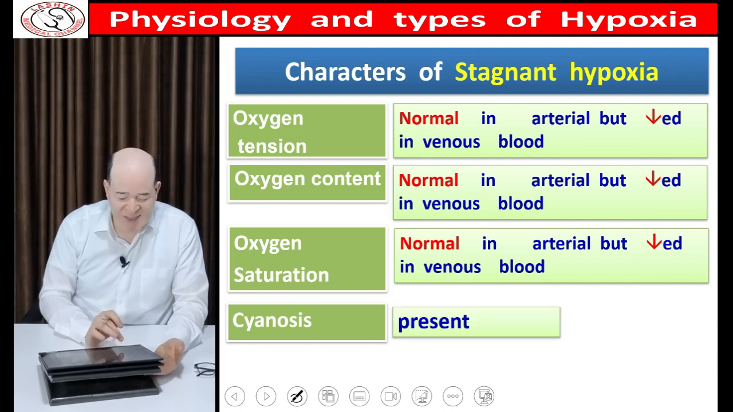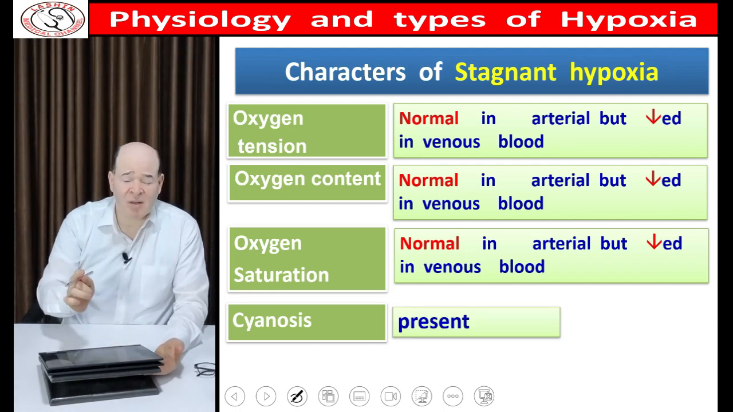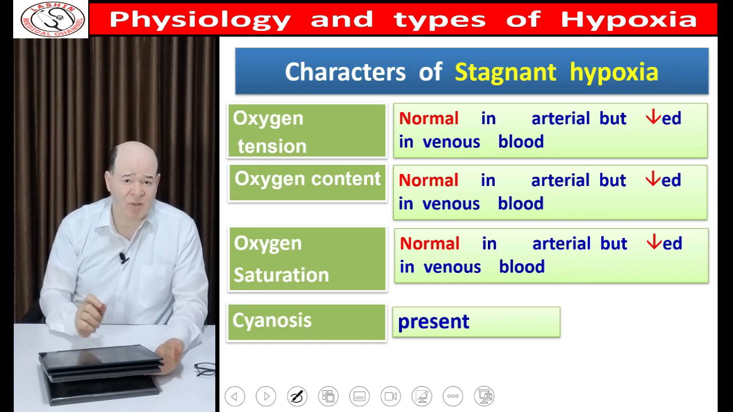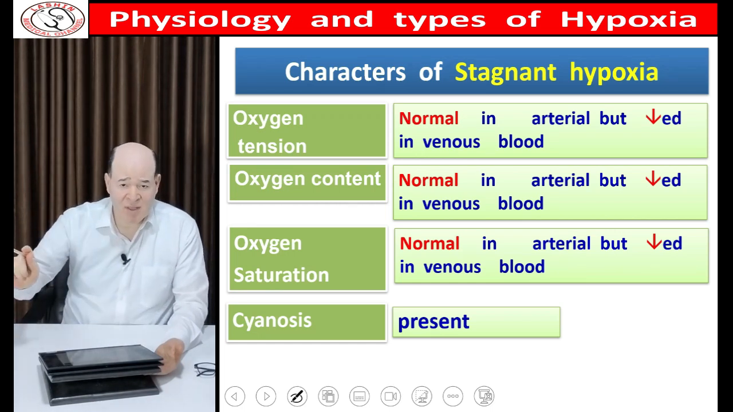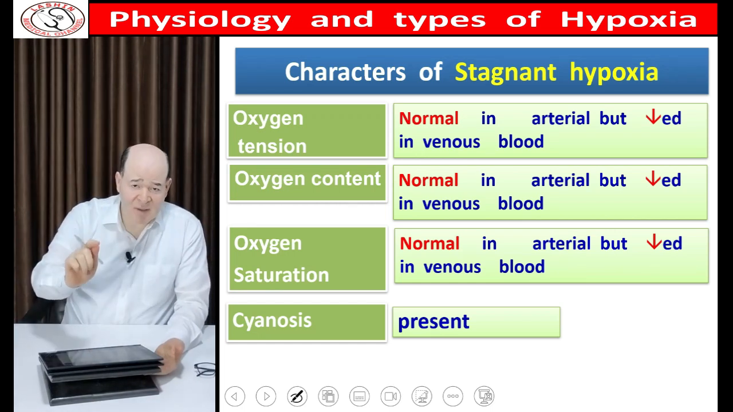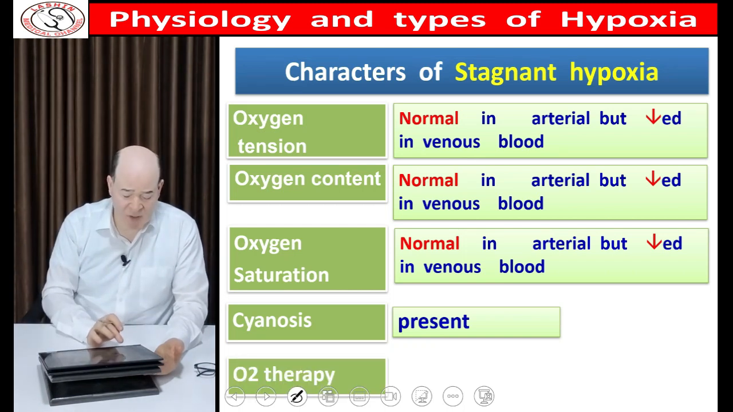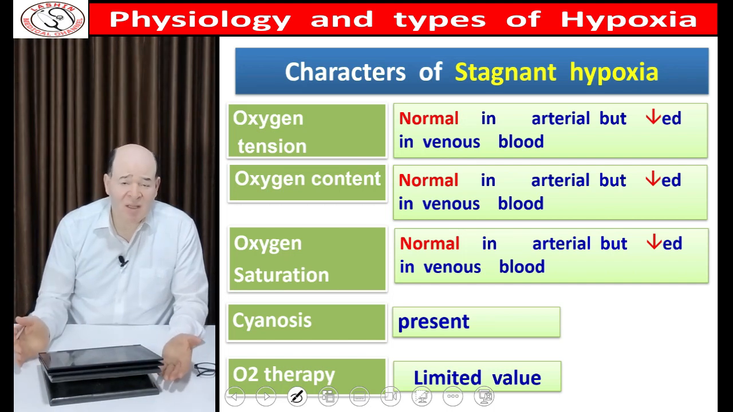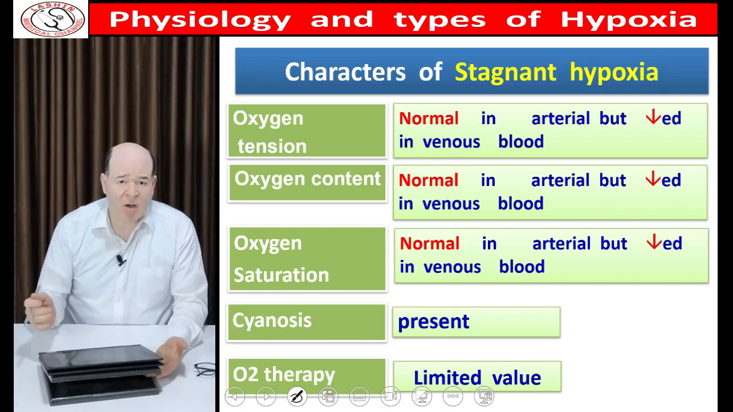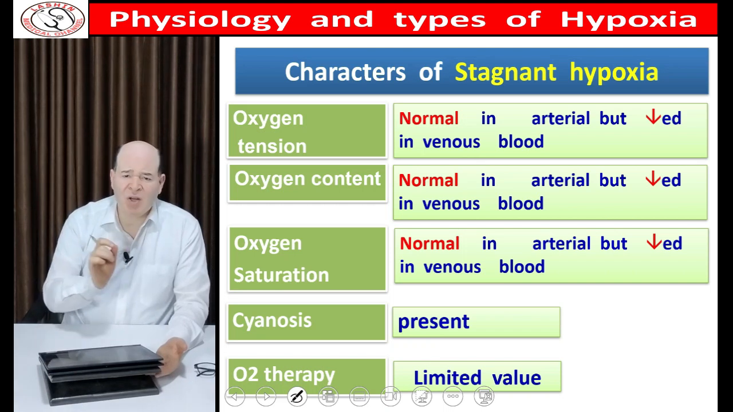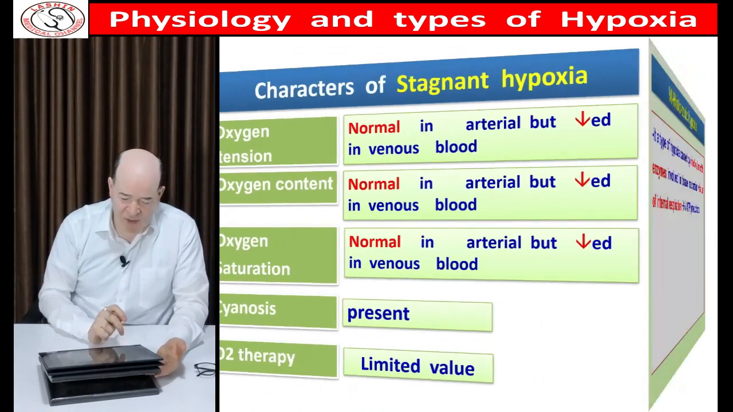Regarding cyanosis, it is present, whether central or peripheral, according to the type of stagnation. General stagnant hypoxia is associated with central cyanosis. Peripheral stagnant hypoxia is associated with peripheral cyanosis. Oxygen therapy of limited value. The problem here is not in the oxygen carriage. The problem is in the transport. When you give a patient oxygen therapy, it may improve the condition partially, but it will not treat it. You must treat the cause, whether it is central or peripheral.